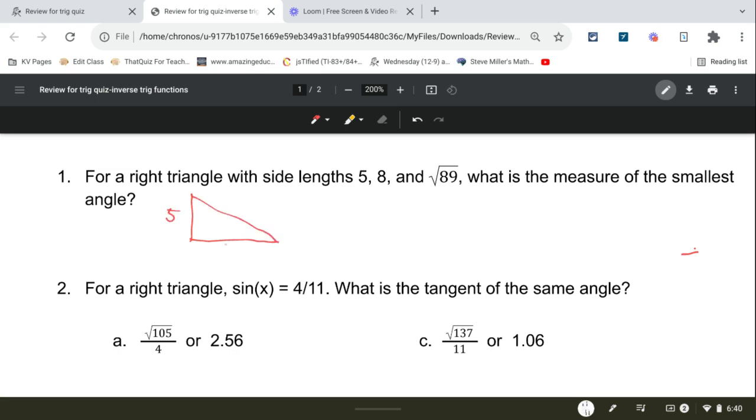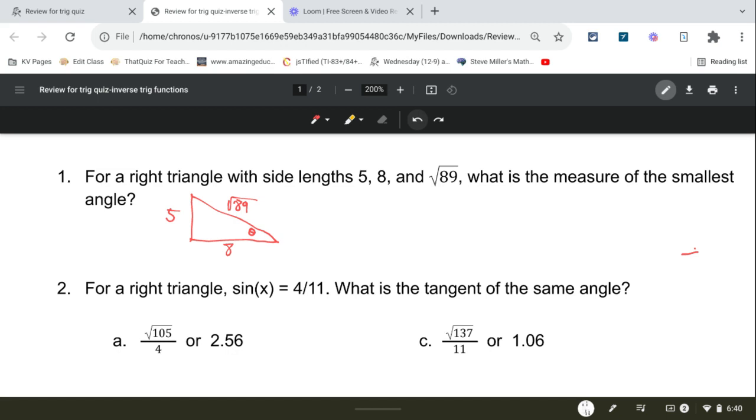Okay, so 5 and 8. And then if you do the Pythagorean theorem based on this, you'll see that the hypotenuse is root 89. What is the measure of the smallest angle? Okay, so the smallest angle is going to be across from the smallest side. All right, so my smallest angle has to be right here.